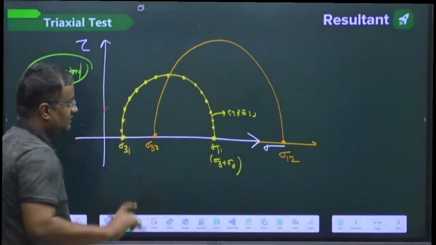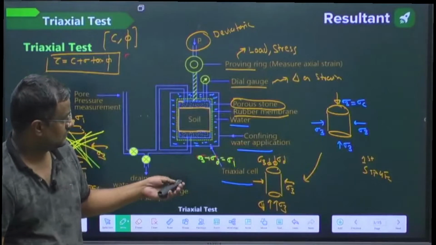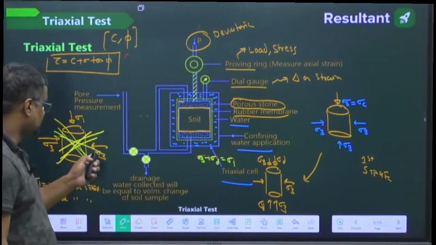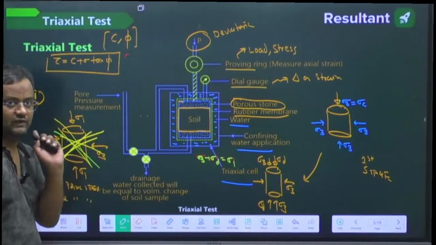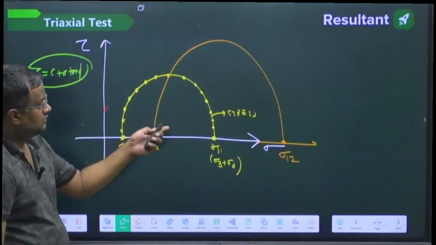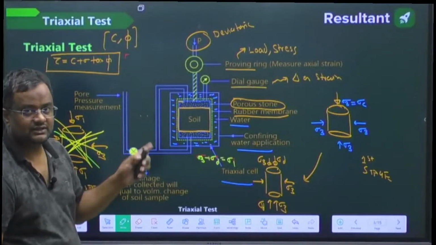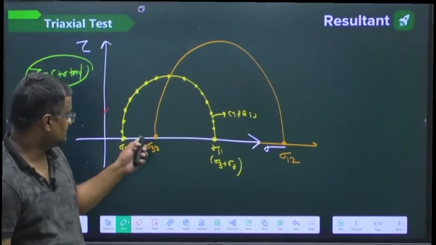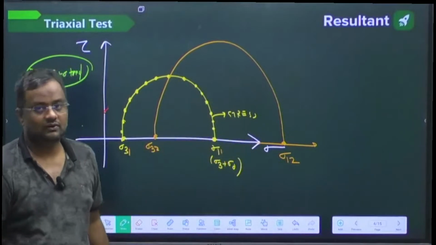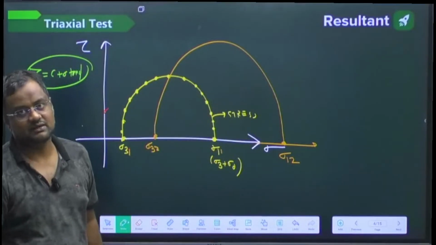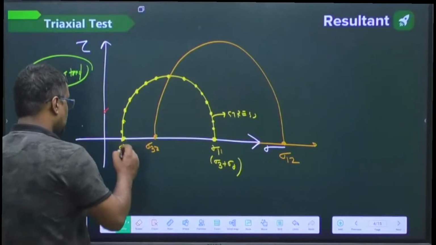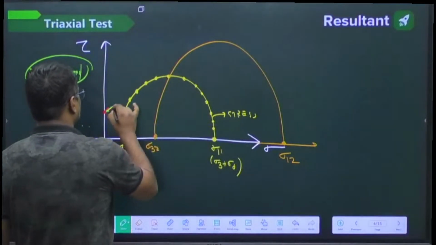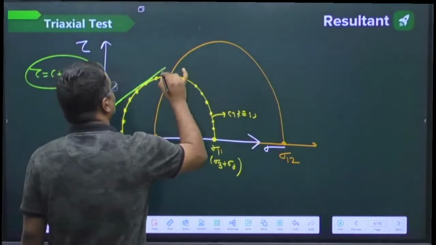First of all, we make one sample and find the sigma 3 and sigma 1 corresponding to failure. Now another sample is made for the same soil, and we find for the second sample sigma 3 and sigma 1, for the same soil but second experiment. Now draw the common tangent.